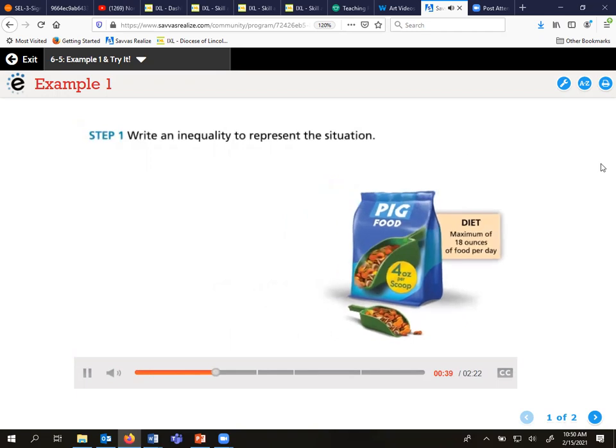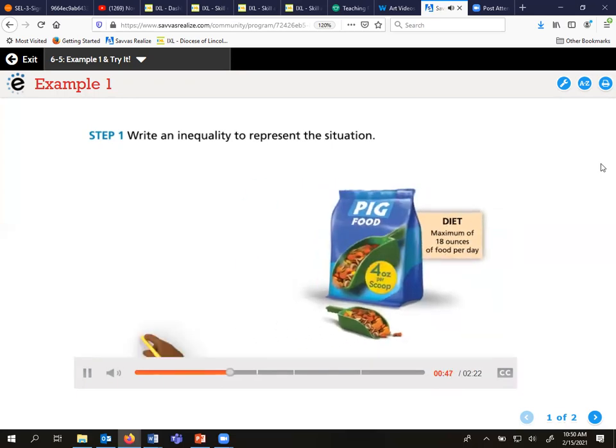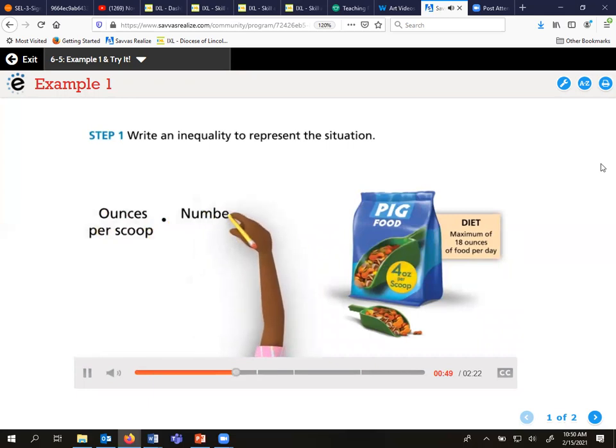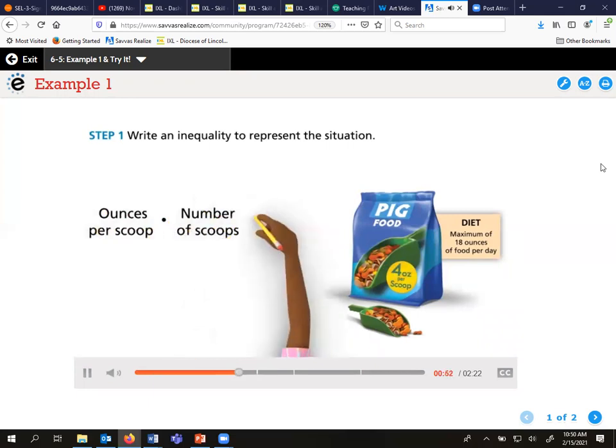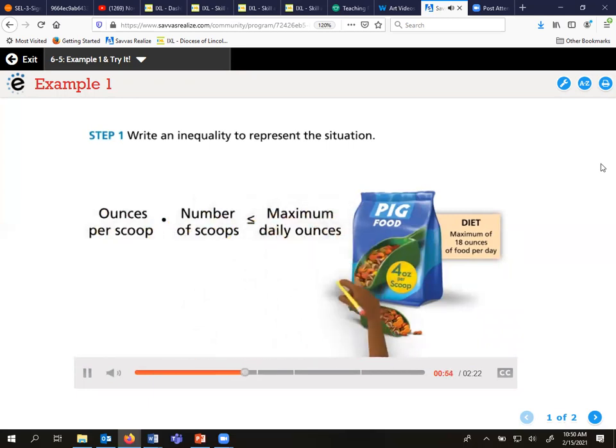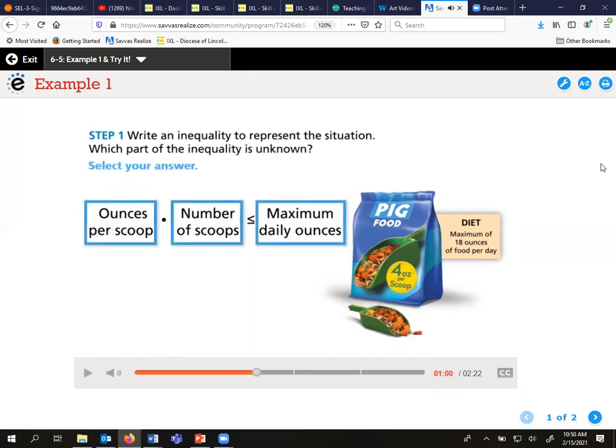Since the problem states that the pig can have no more than 18 ounces, we can write an inequality to represent the situation. The number of ounces per scoop times the number of scoops she feeds him must be less than or equal to the maximum daily number of ounces. Which part of the inequality is unknown? Which part don't we know? The ounces per scoop, the number of scoops we get the pig, or the maximum number of ounces? Luis? Number of scoops? Correct.